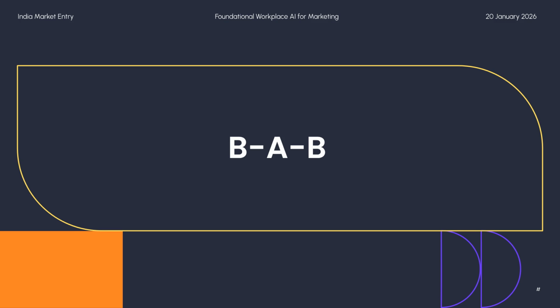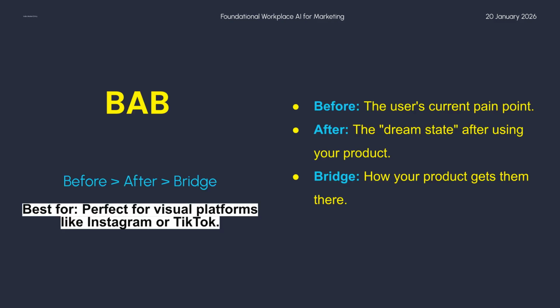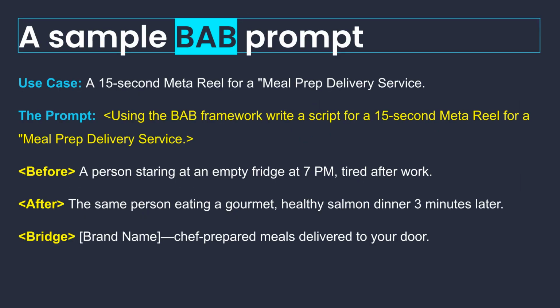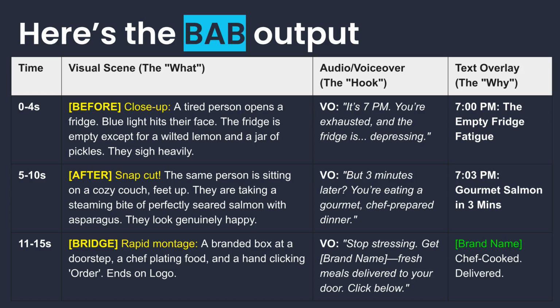Next up is the BAB framework. BAB stands for Before, After, and Bridge. This framework is excellent for visual platforms like Instagram or TikTok, contrasting the user's current pain point with the desired dream state and showing how your product is the bridge. A sample BAB prompt generates a 15-second meta-reel script for a meal prep delivery service. It outlines the before scene of a person staring at an empty fridge and the after scene of them enjoying a healthy meal, with the bridge being the brand name. This slide displays the resulting output from the BAB prompt.